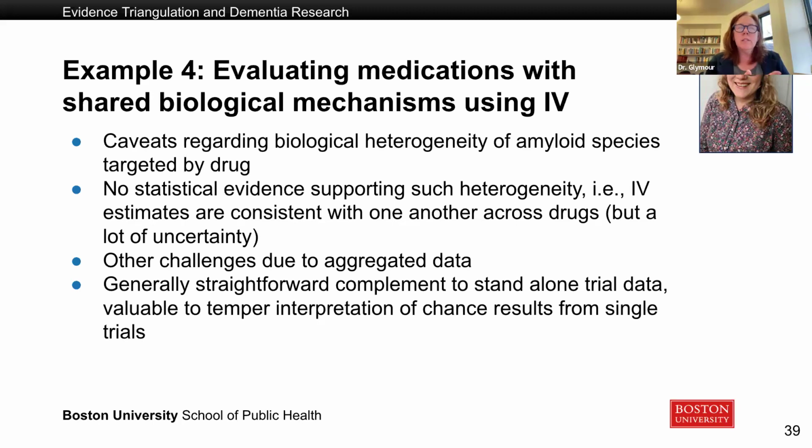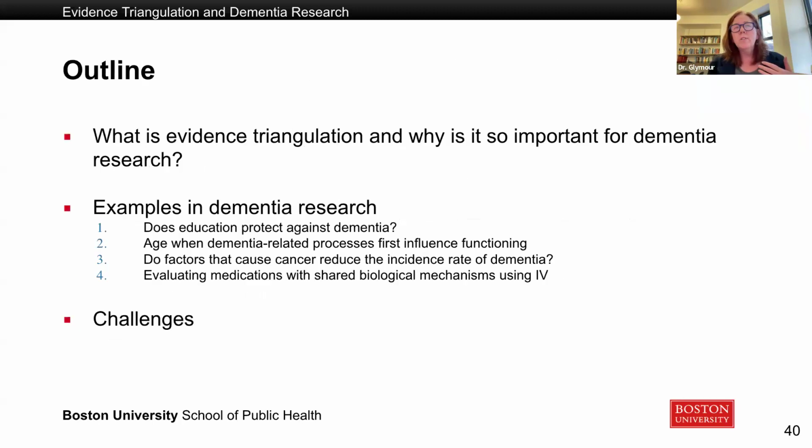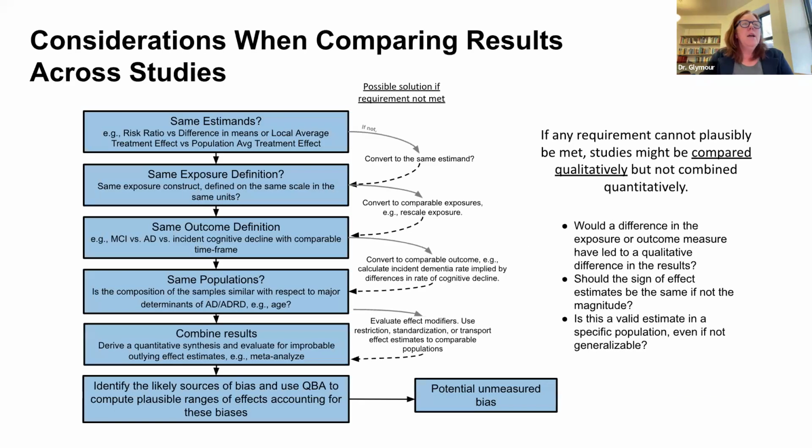There are other challenges in the IV due to aggregated data. It would be great if we actually had individual level data, and many of the trials never published data, so we couldn't do anything with them. But this seems like generally a straightforward complement to standalone trial data and really valuable to temper interpretation of chance results from single trials. All right, I am almost done.